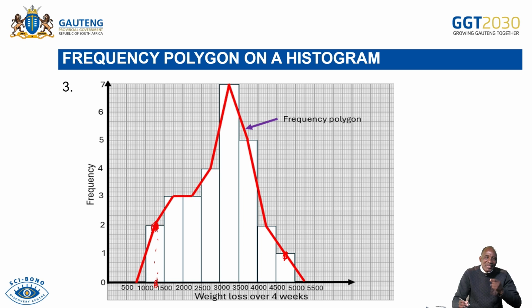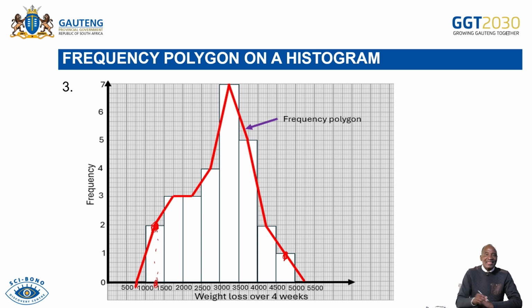Then for you to ground this polygon, you look at the previous class. The previous class was, of course, not part of our observation, because our observation started from 1,000 going upwards. But you always consider the previous class, which has a frequency of 0, 500 to 1,000. It wasn't part of our distribution because its frequency was 0. In other words, no participant lost that amount of grams. So you are going to ground in the middle of the previous class. Between 500 and 1,000, there is 750 at the bottom here. That's where you ground it.